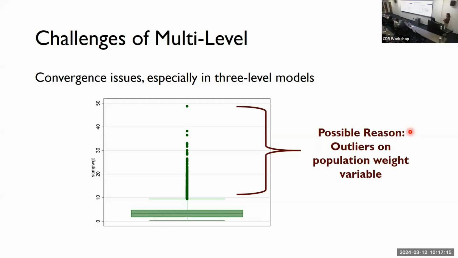And so for us, a lot of times the reason for that convergence is because on the population weight variable, we have outliers. So here's just a box plot of a sampling weight variable. You can see the number of outliers here. And so that can be a challenge, especially for programs like Stata and R. Those programs, you know, they're not necessarily built to run multi-level models by themselves. They're useful for a bunch of different things. And so these can just be a challenge computationally.